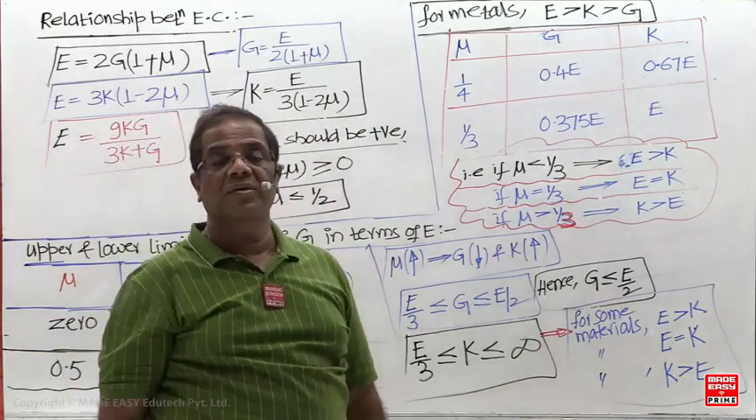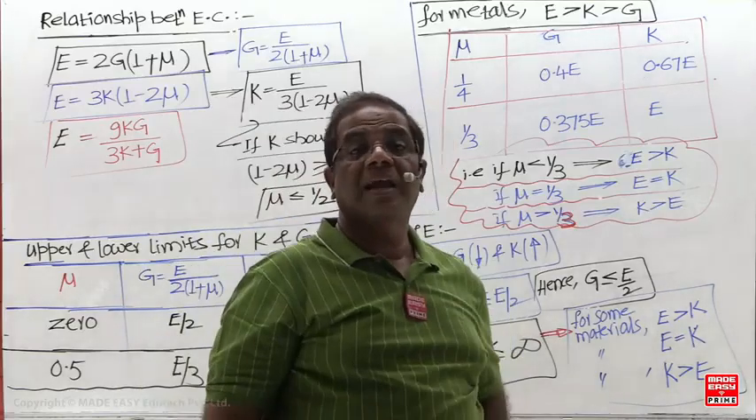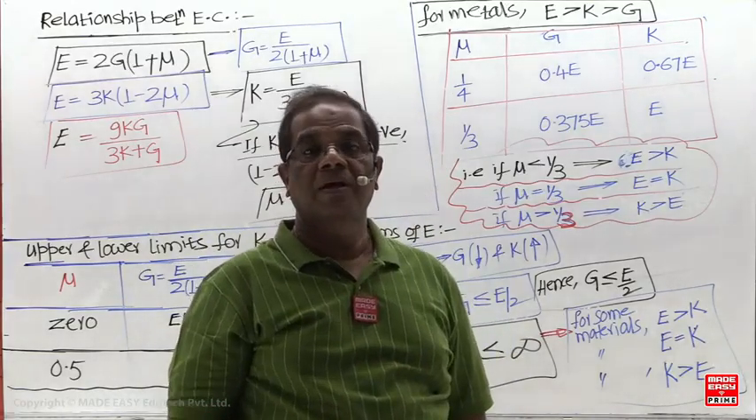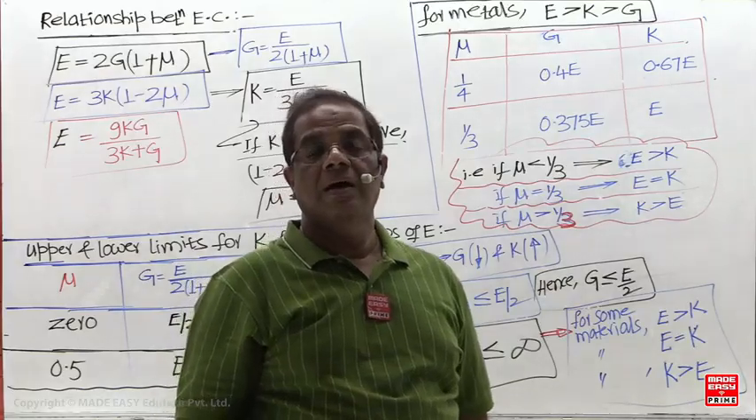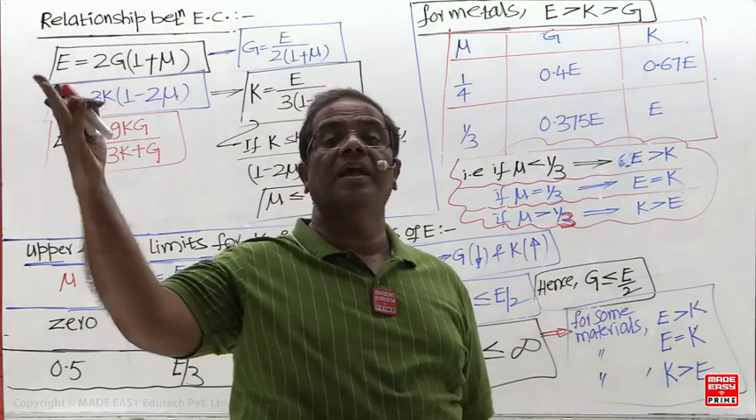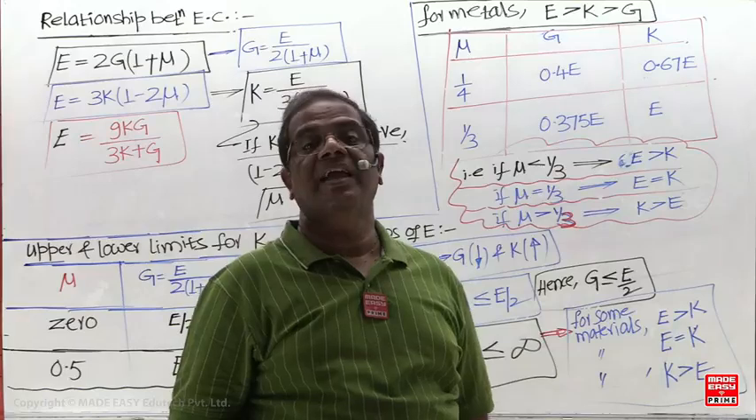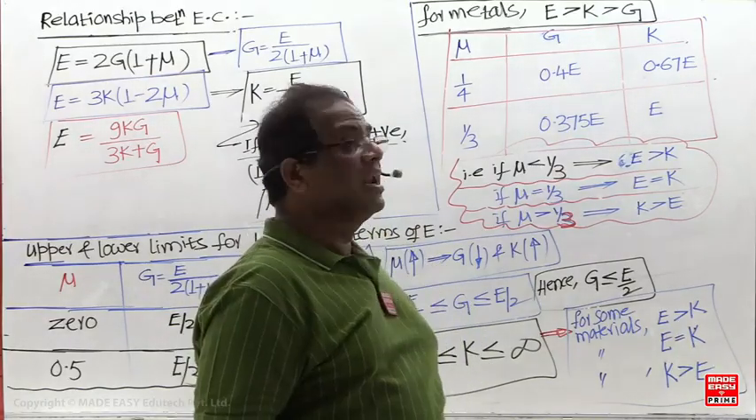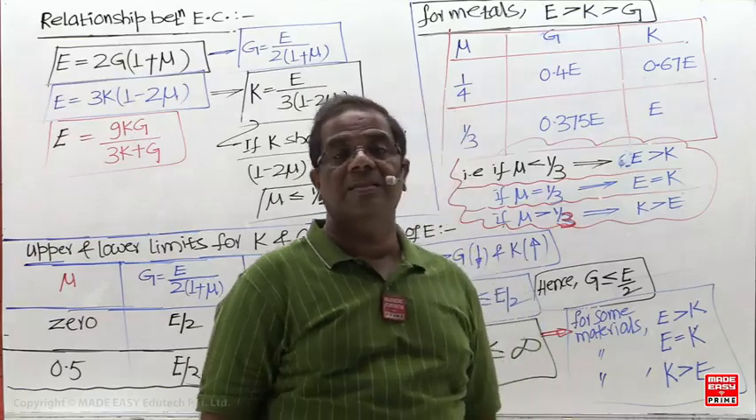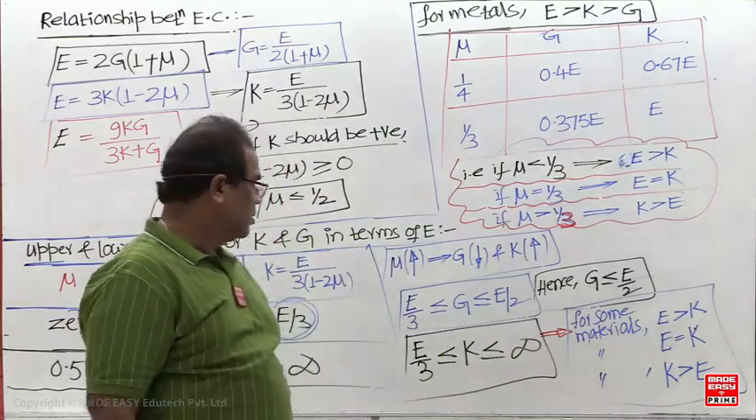The same question is given in the workbook. That is one of the GATE civil engineering papers. For structural steel, that is mild steel, the ascending order of E, K, G is given. Then what you have read: G less than K less than E. G less than K less than E. Ascending order is given.